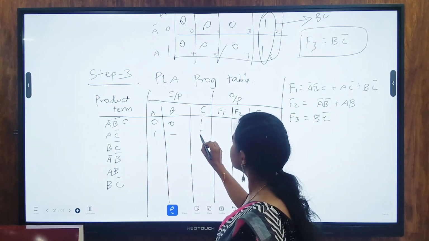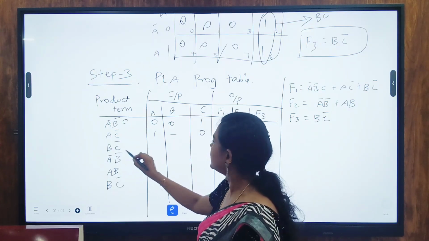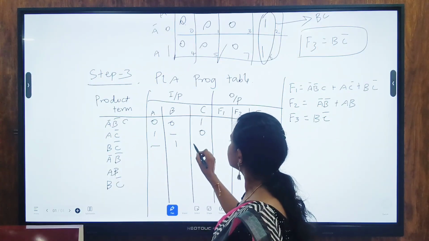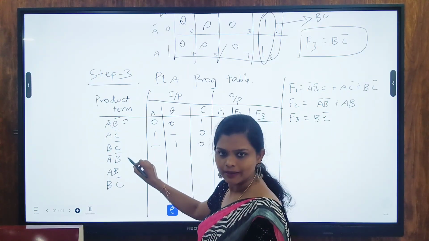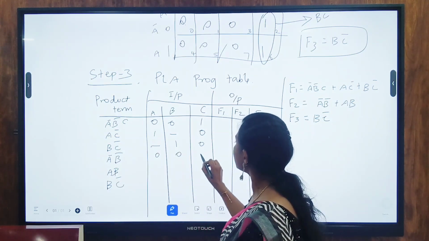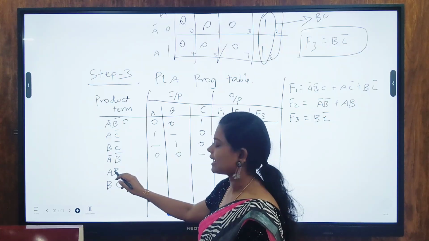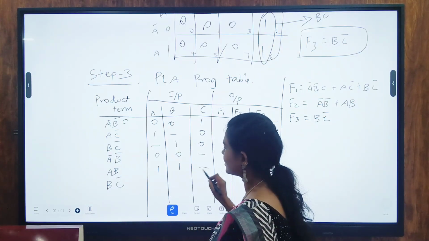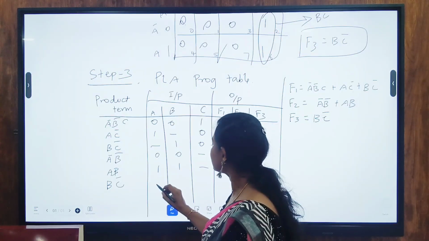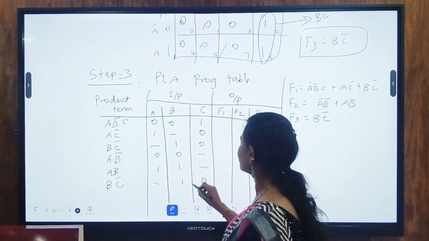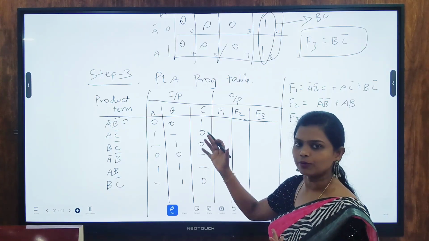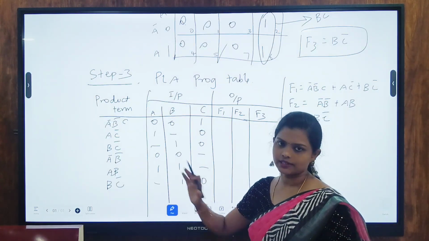C bar 0. Likewise for B, C bar. A variable is missing here, so I am going to mention dash. B 1, C bar 0. Here A bar, B bar. C variable is missing. So A bar 0, B bar 0 and dash. Here next is A, B. So 1, 1, dash. B, C bar. A variable is missing, so dash, 1, 0. We mention these for the inputs by referring to the product terms.